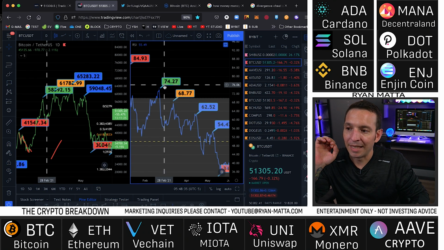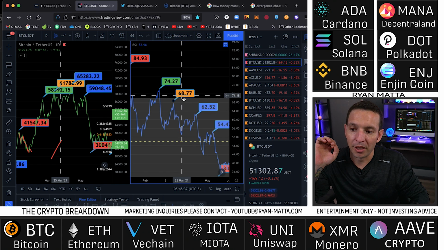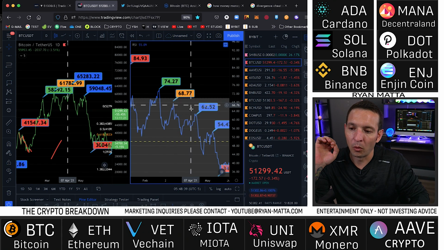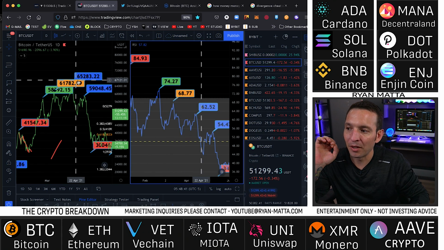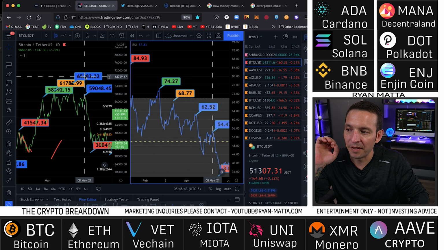And then what happens? Now RSI starts to put in those drastically lower lows where price is barely putting in a higher high, from 61 to 54 something.